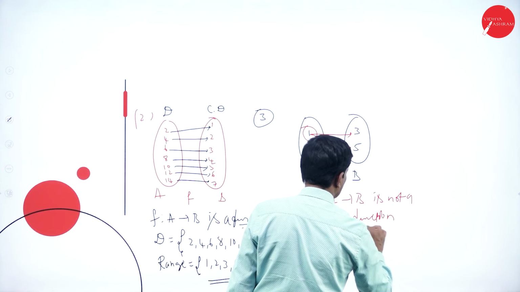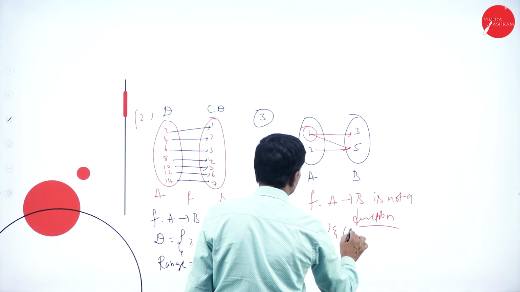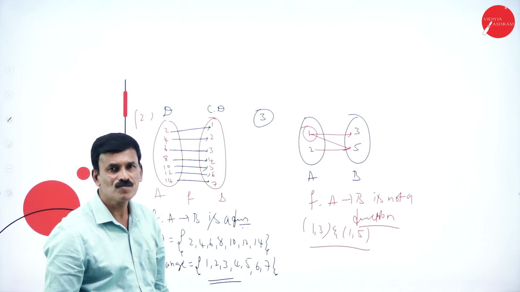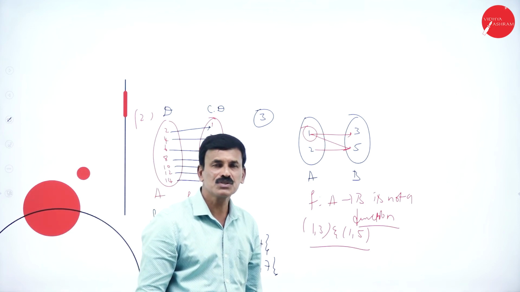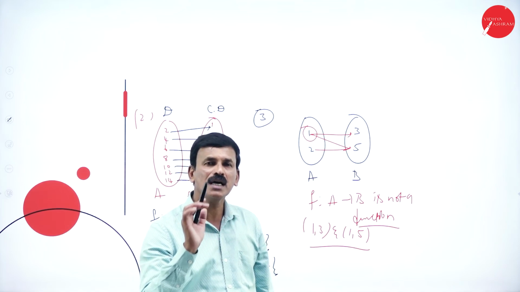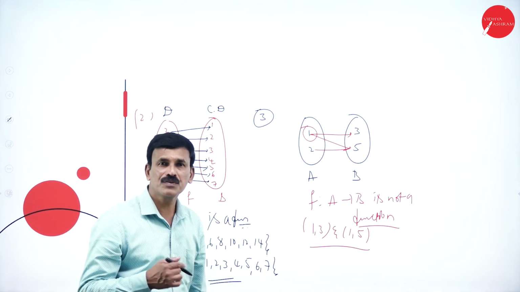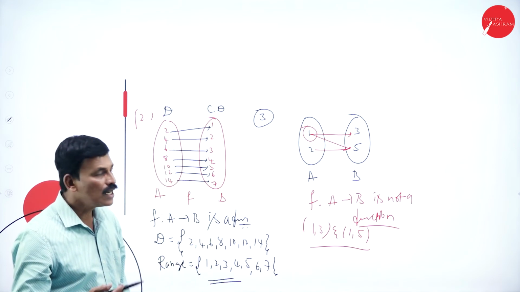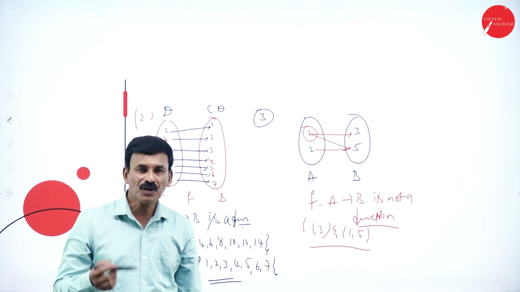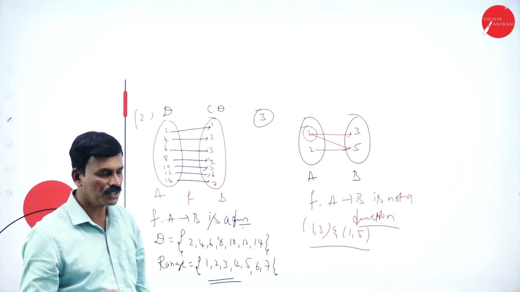This is not a function because 1 is associated with 3 and 1 is also associated with 5. That's it. The element 1 of the set A has been used more than one time. Therefore this is not a function. So these are a few examples of functions and how to verify whether they are functions or not, and to find the range as well as the domain of the function.